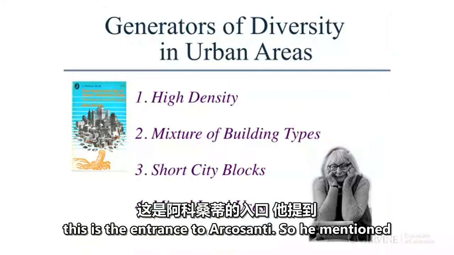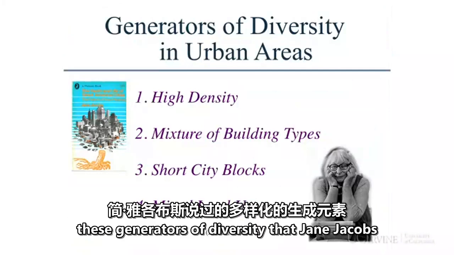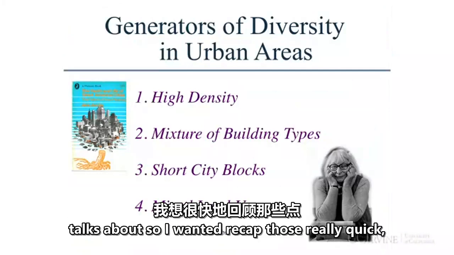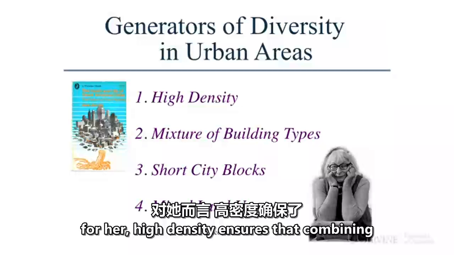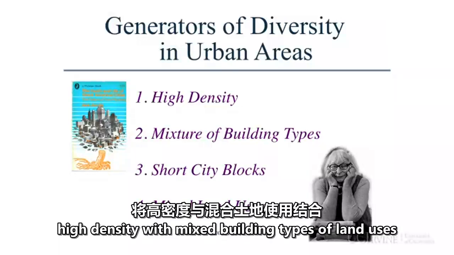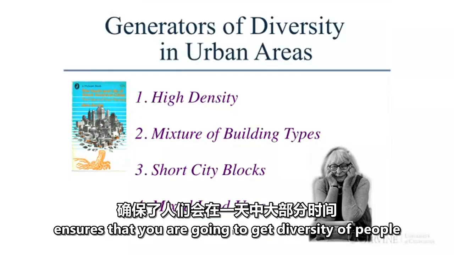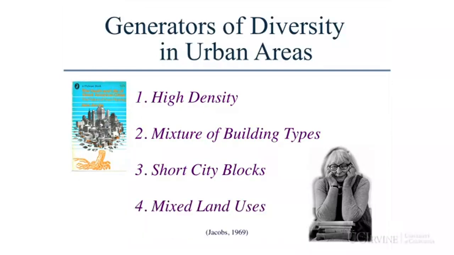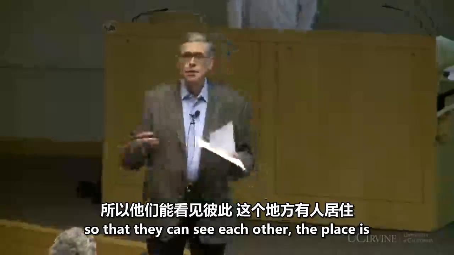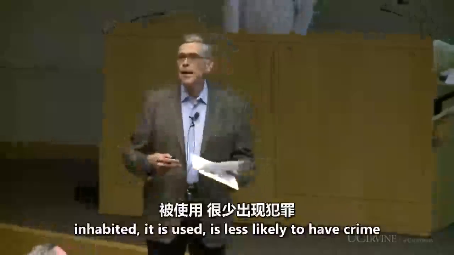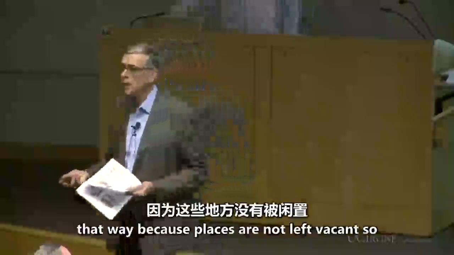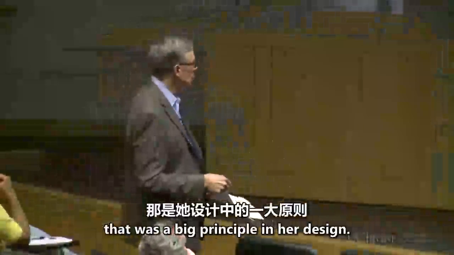So Sean mentioned these generators of diversity that Jane Jacobs talks about, so I want to just recap those real quick. For her, combining high density with mixed building types or land uses ensures that you're going to get diversity of people using the space most hours of the day so that they can see each other. The place is inhabited, it's used, and it's less likely to have crime that way because places aren't left vacant. So that was a big principle in her design.